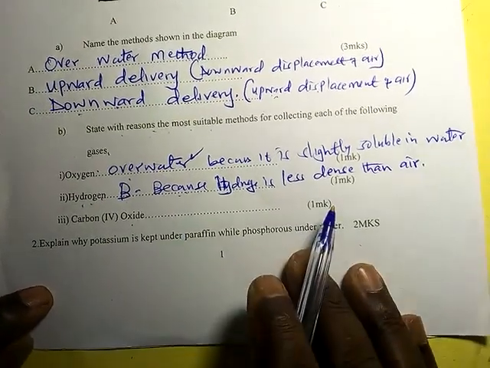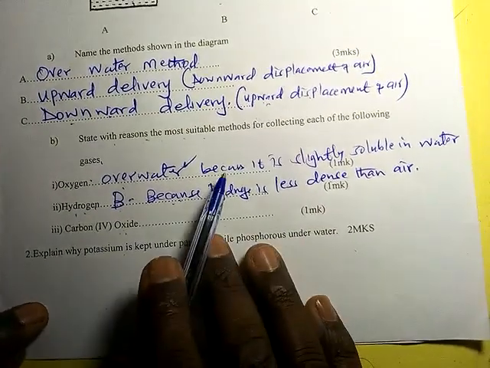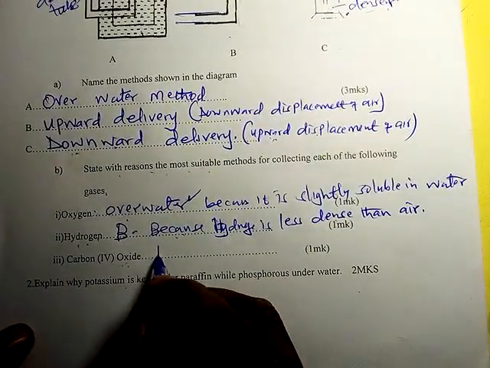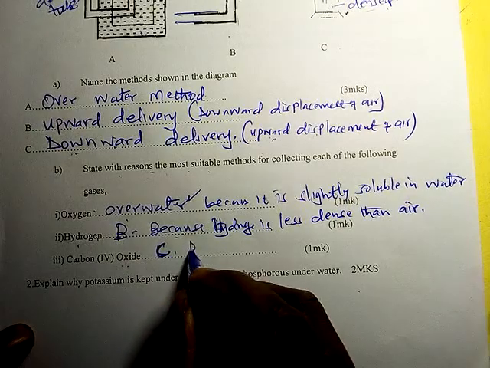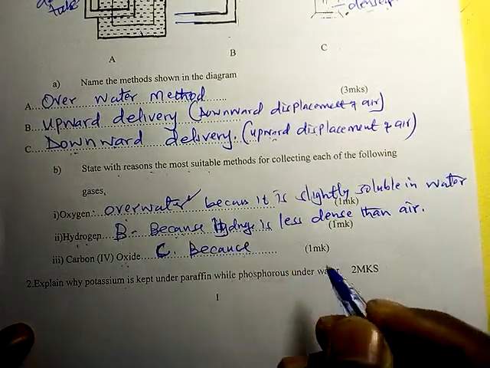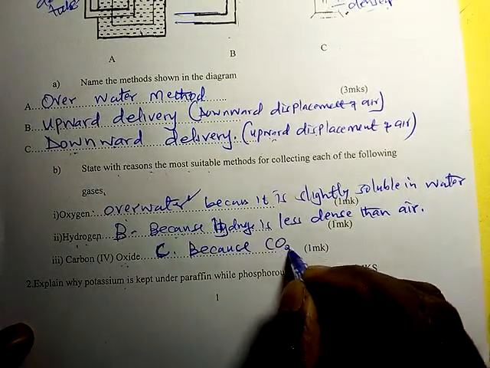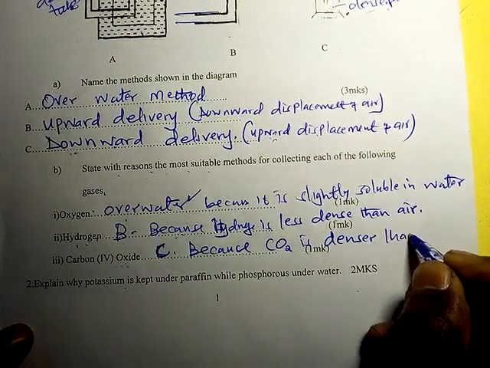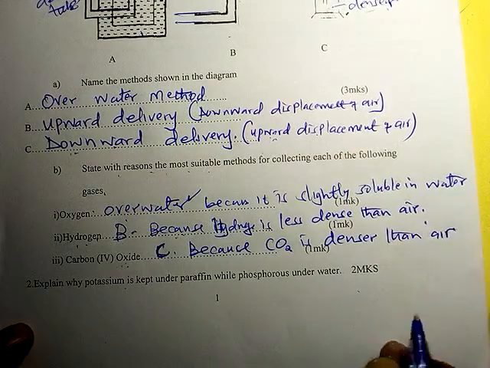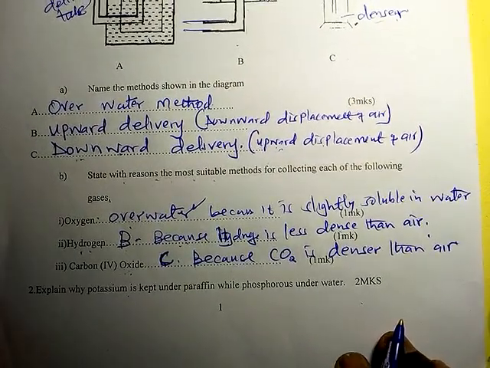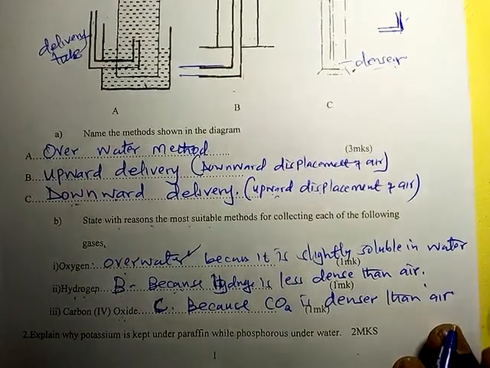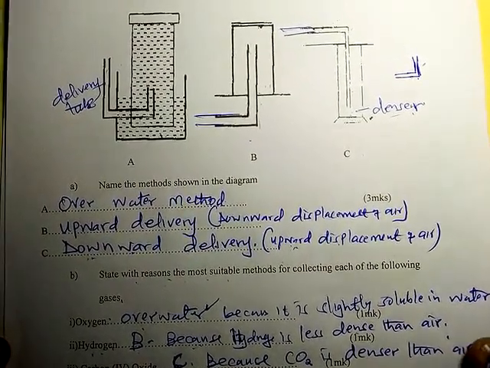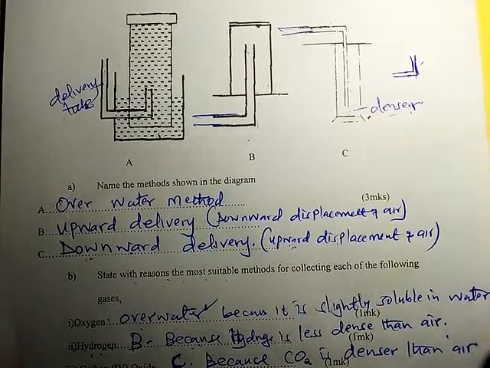Carbon dioxide. The property which makes it collected by downward delivery, so the method here is C, because carbon dioxide is denser than air. So the method of collection depends on the density of the gas and whether the gas is soluble or insoluble in water.